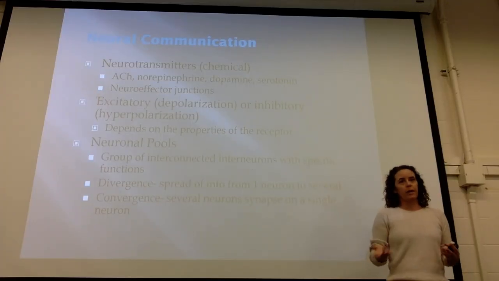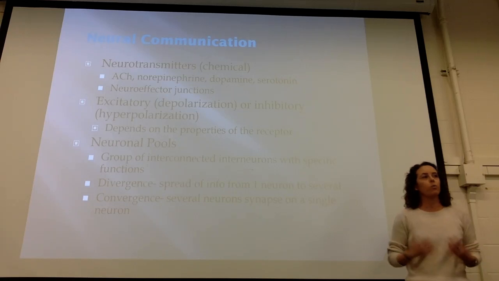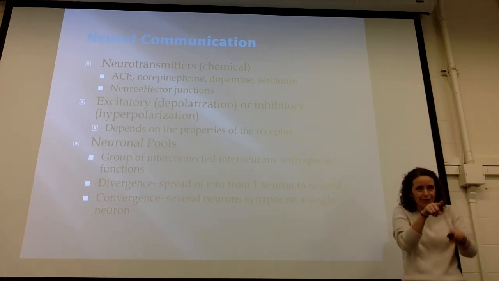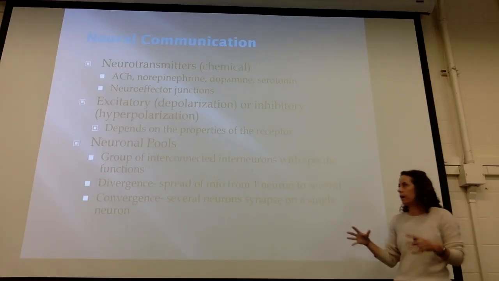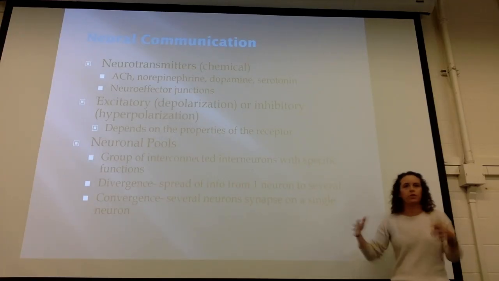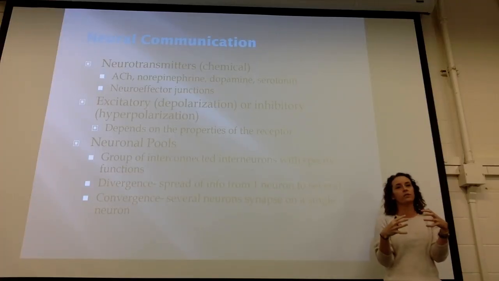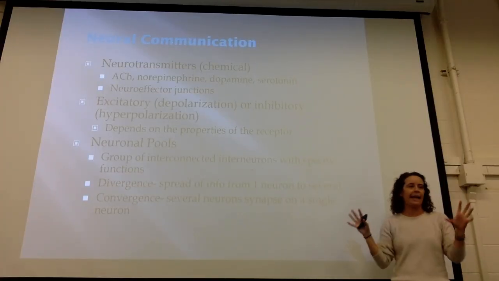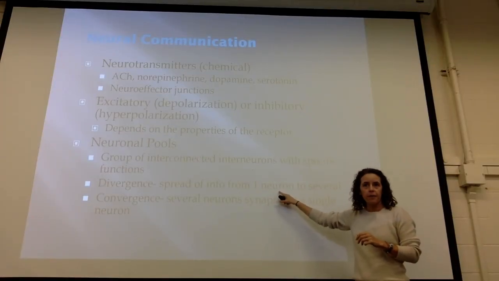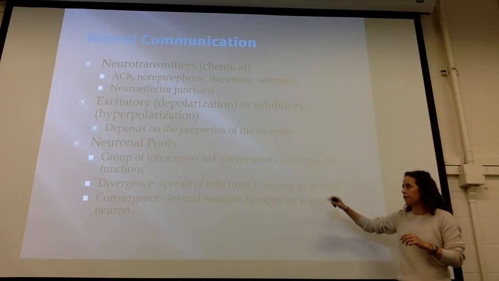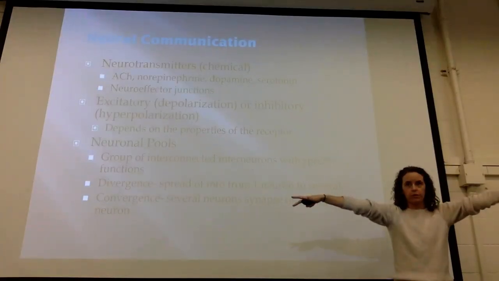So neurons can communicate with other neurons. They can communicate with other types of cells. And we have more efficient ways than just one neuron talking to one neuron and talking to one neuron and passing that message along. We're able to combine groups of neurons into what's called neuronal pools. We have lots of interconnections. And there's two different categories. Divergence would be one neuron is going to spread the information out to several other neurons or several other cells.